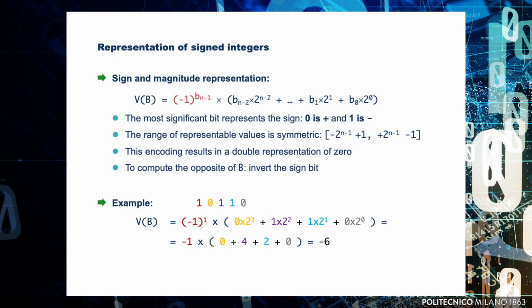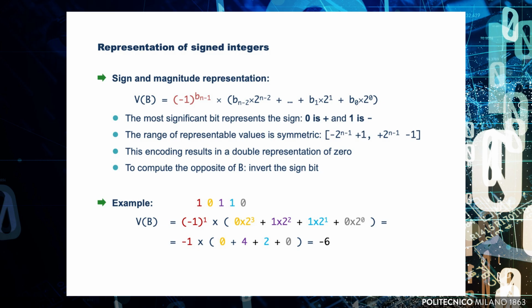Let's now look again at the same example of the previous slide, but now assuming it represents an integer value. We can immediately notice that the most significant bit is 1, so the number is negative. To determine its absolute value, we just examine the remaining 4 bits, which give us the value 6. Therefore, in sign and magnitude representation, the bit string 10110 represents the number minus 6.